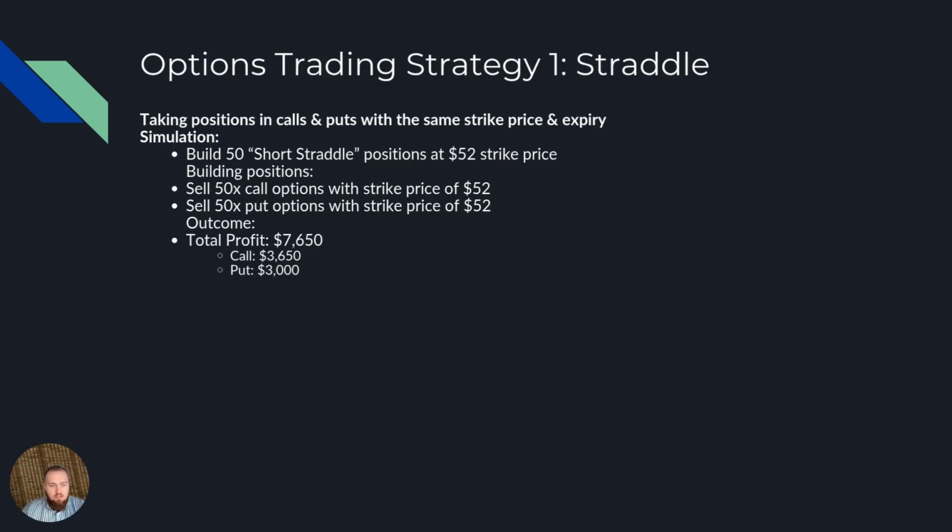In the simulation, we were asked to build 50 short straddle positions at a $52 strike price. To construct these positions, we sold 50 call options at $52 and 50 put options at $52. The outcome was a total profit of $7,650, with $3,650 coming from the calls and $3,000 from the put options.